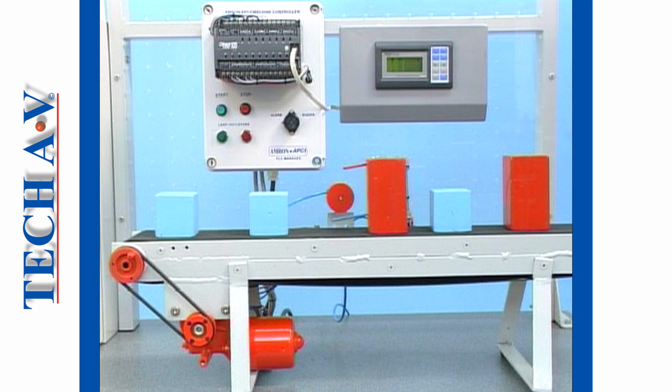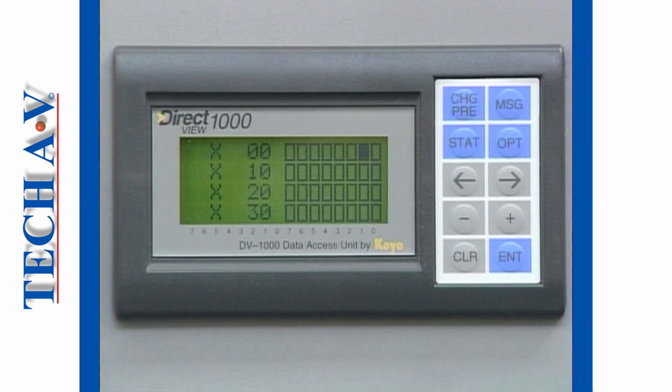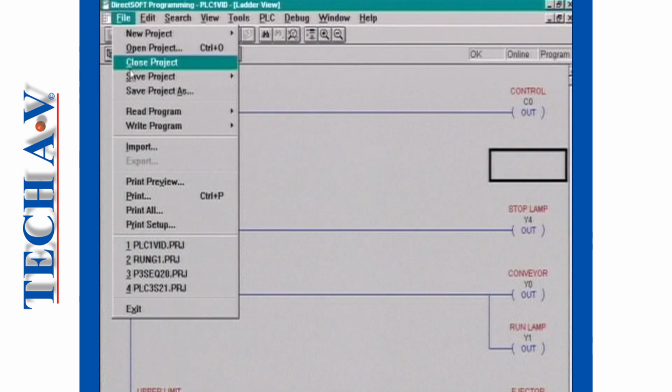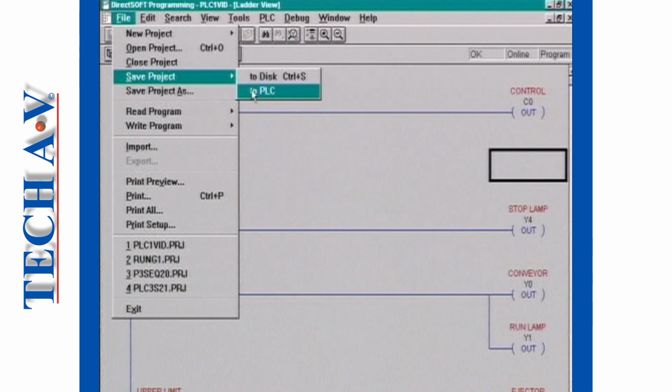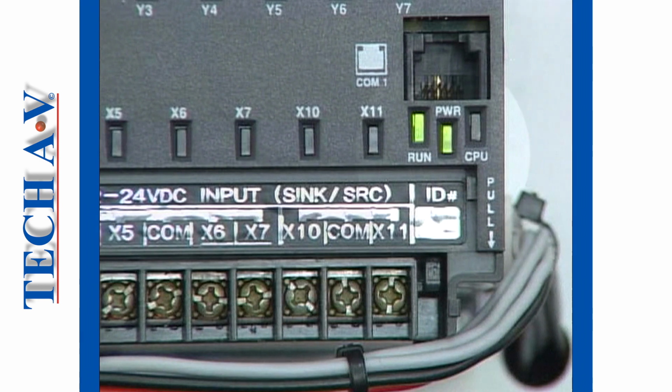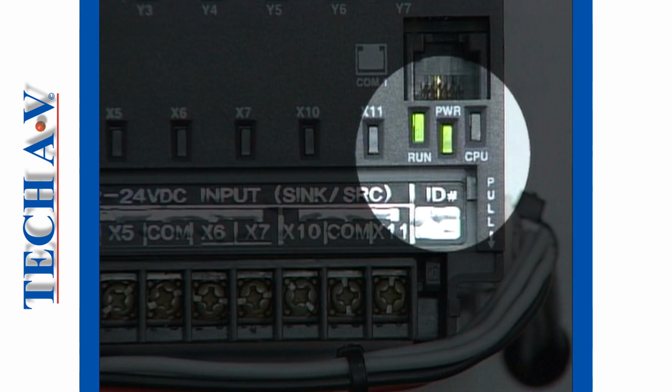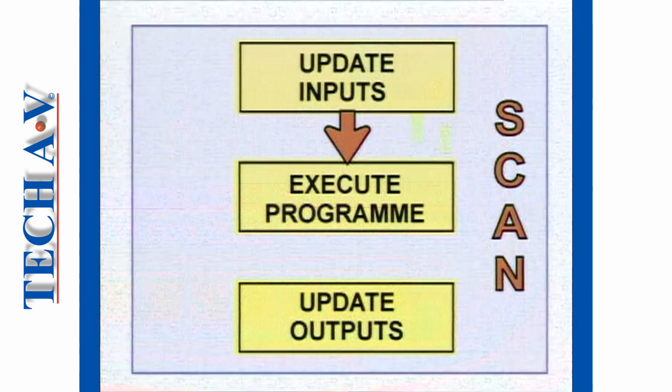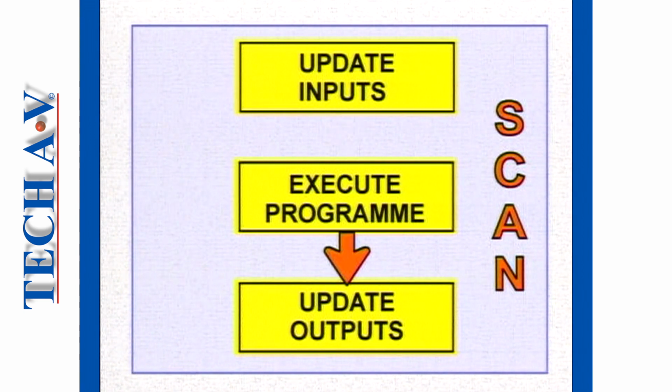Now we're ready to work through the ladder logic diagram of the block sorting machine. We've used a typical data access unit so that we can view the state of the different registers. The user program has been downloaded into the PLC, and the PLC has been switched from program mode to run mode, which means that it is scanning the inputs and recording the voltage signal at each input.